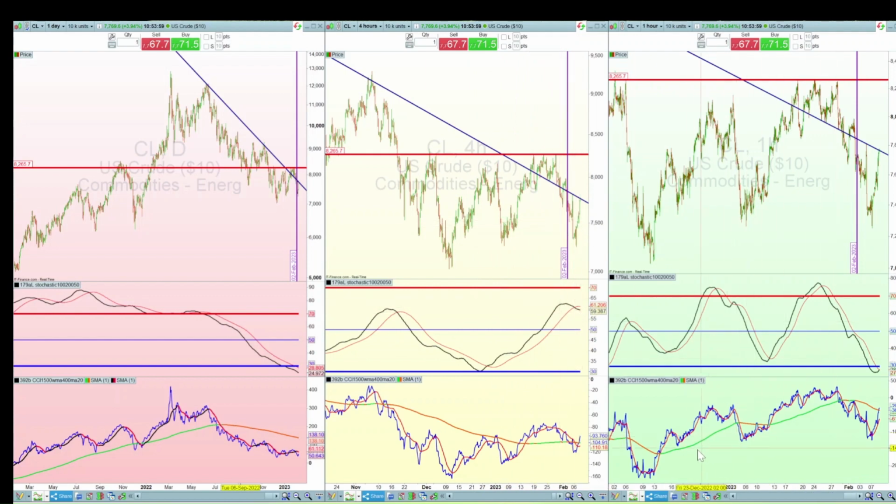On the hourly chart, there was a bit of an advancement, but it's also broken to the downside, and it's now testing that moving average as well on the CCI, and the Stochastic has broken to the oversold area and is potentially going to have a bounce.